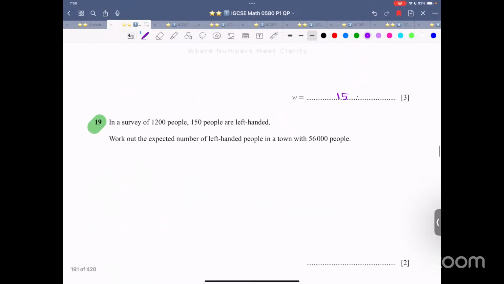Question 19. This is something like relative frequency or probability or ratio. They mean the same thing.